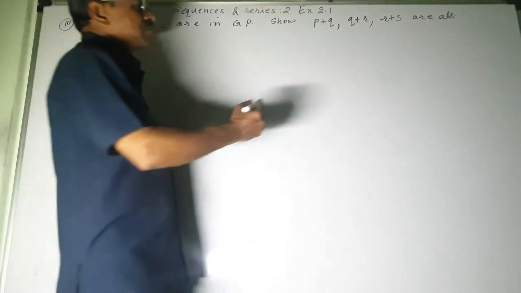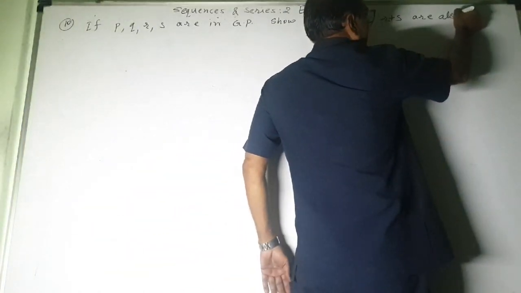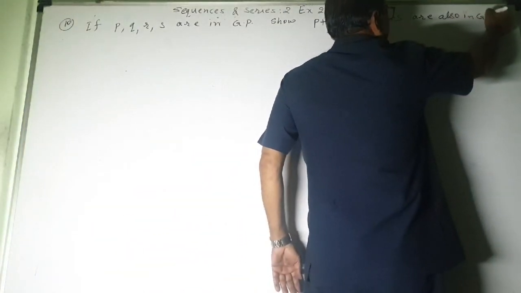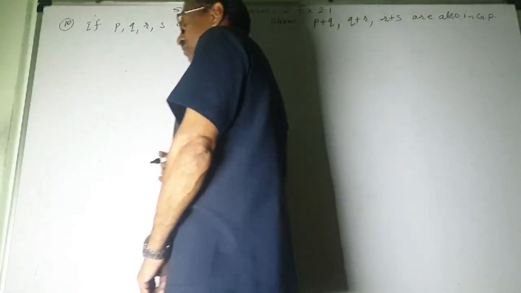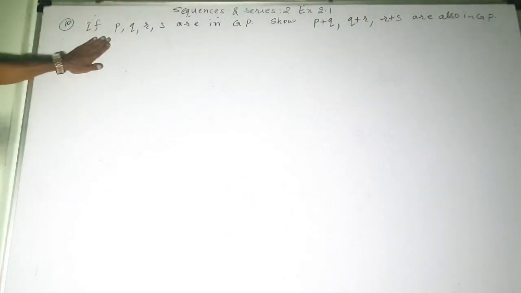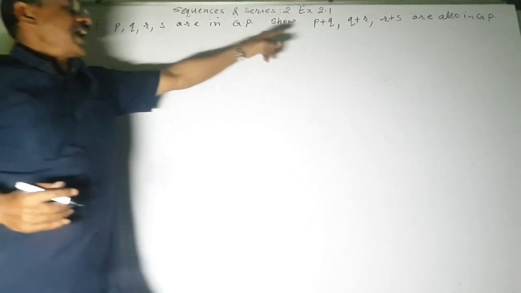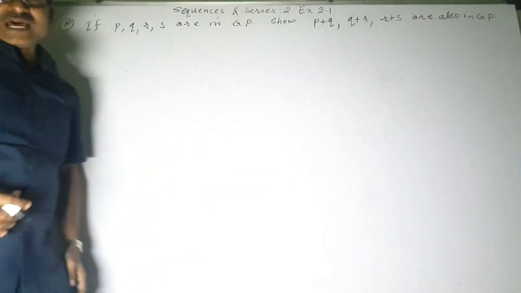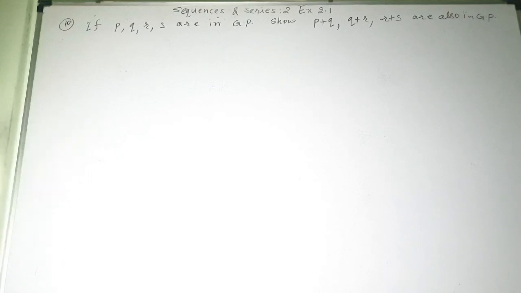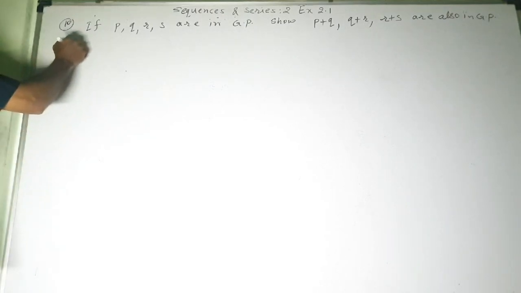P plus Q, Q plus R, R plus S are also in GP. That I have to show. This P, Q, R, S are in GP, so that their respective additions are taken, they are also in GP. That we have to show. So, solution.